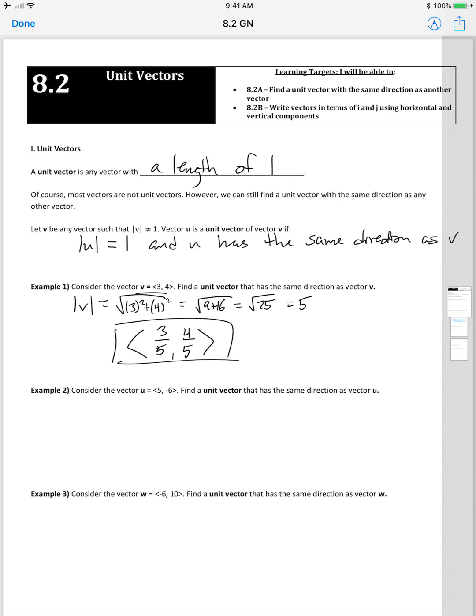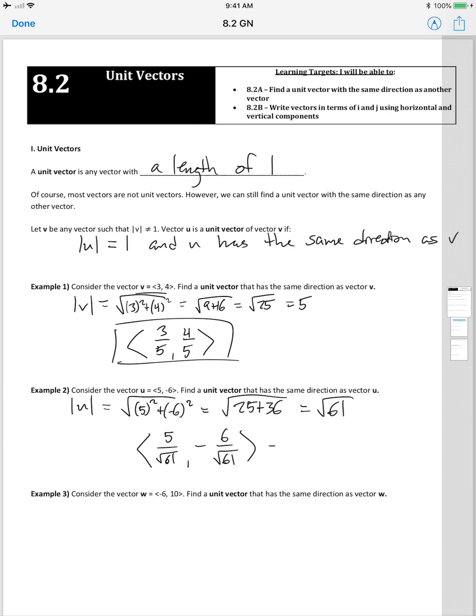So looking at example 2, I need the magnitude of u, which is the square root of 5 squared plus negative 6 squared, 25 plus 36, the square root of 61, which unfortunately we can't simplify at all. To get my unit vector that has the same direction as u, I take each component and divide it by the magnitude of u. And now this we should simplify.